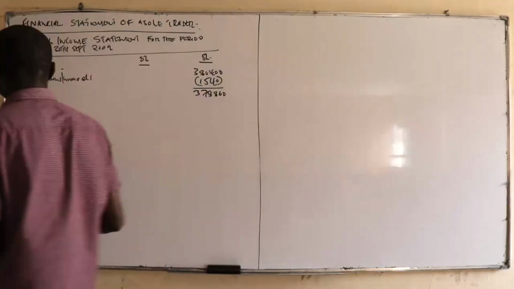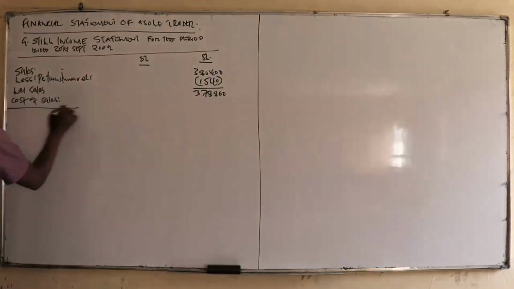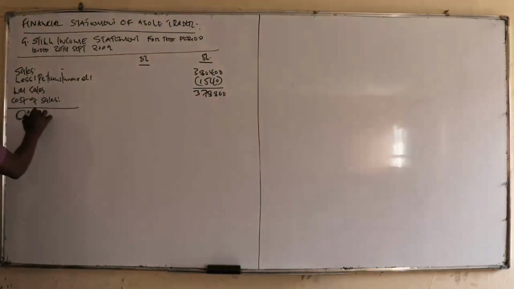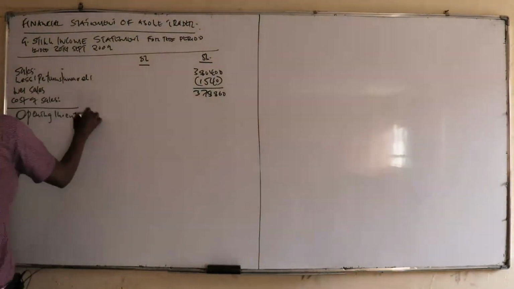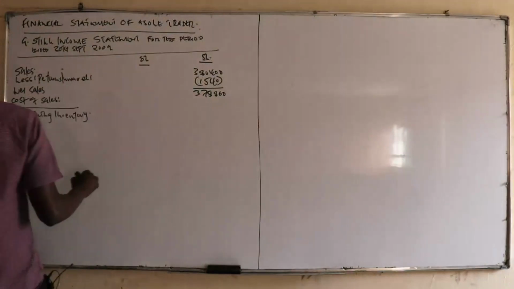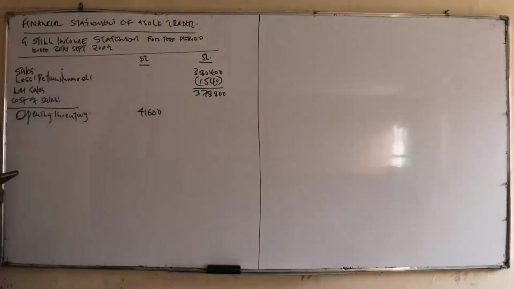Yes. Then you less cost of sales. Let us compute what we call cost of sales. You start with the opening stock or opening inventory. Opening inventory in this question is 41,600. Can you see it? 41,600 opening inventory. And then you add purchases. Purchases is 188,430.